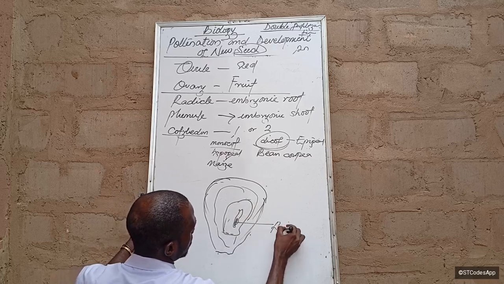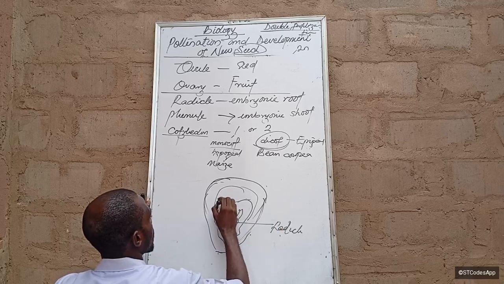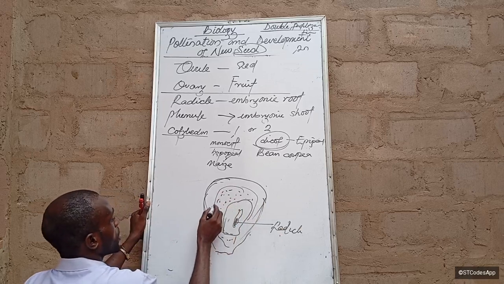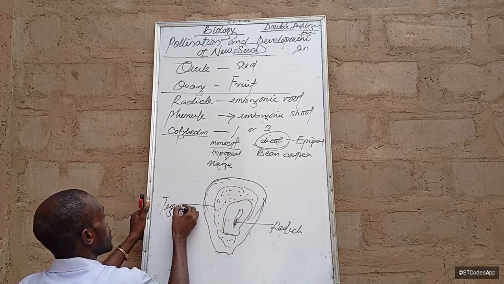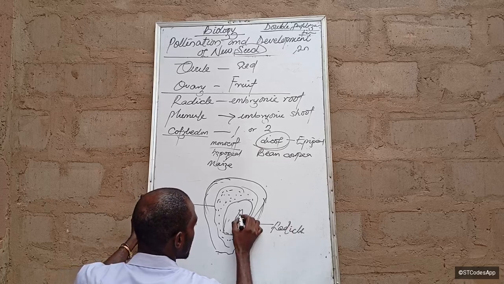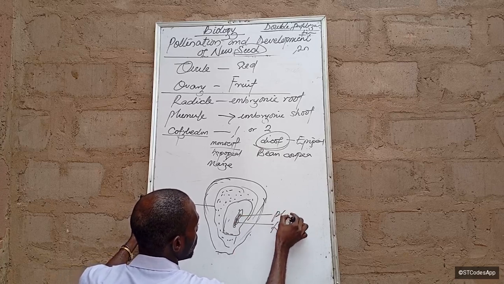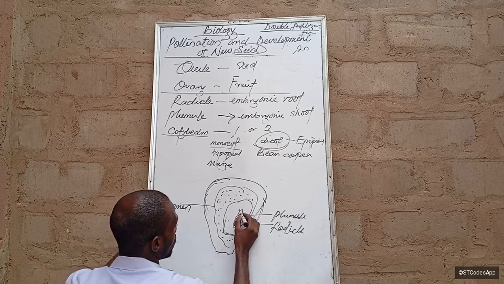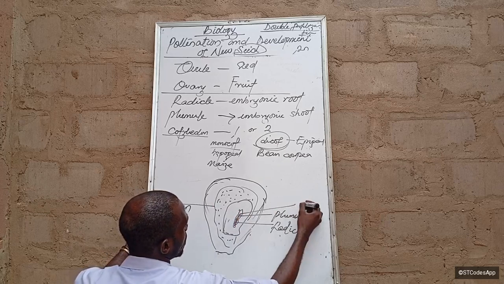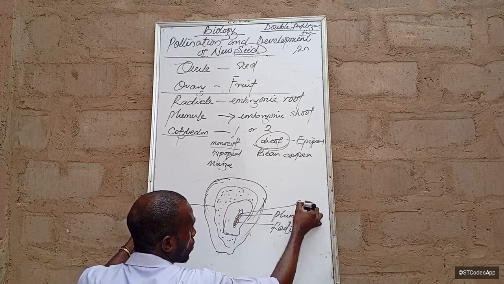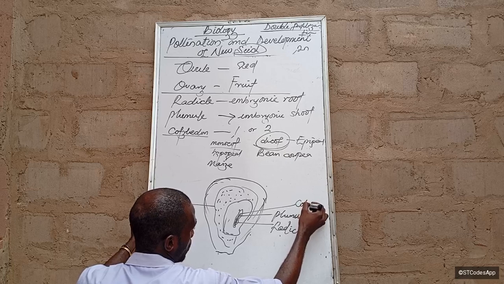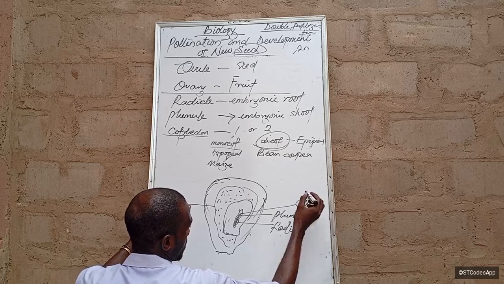Now this is the radicle, okay? This is called the tegmen. This is the radicle. This is the plumule. Okay, it has an extension. That extension is the plumule. Now there is this part that protects the plumule. The one that protects the plumule is called the plumule sheet, the coleoptile. Something like that.